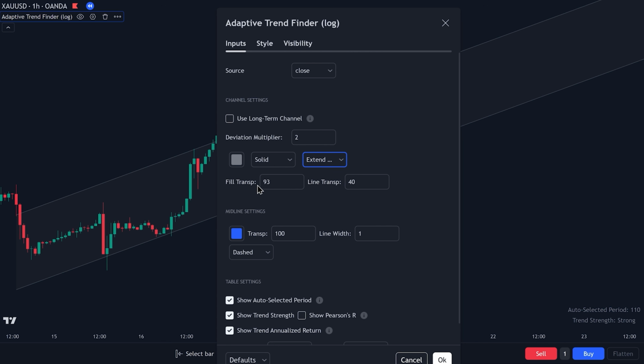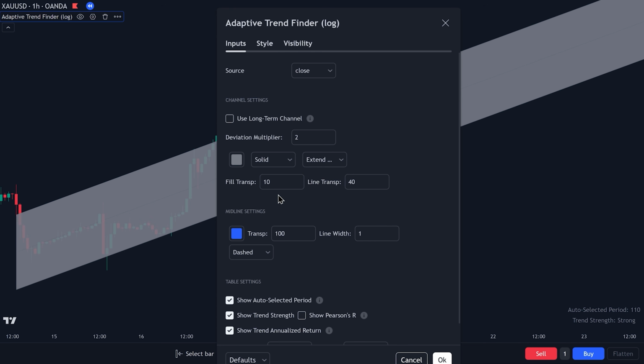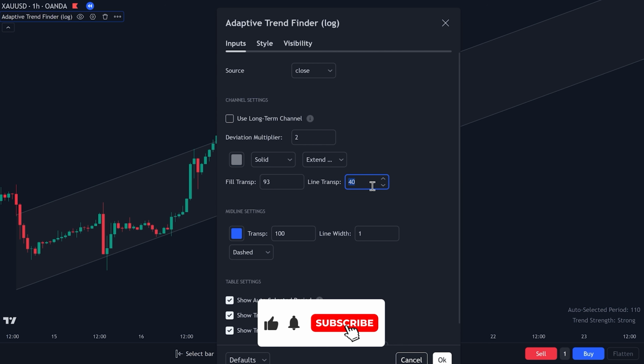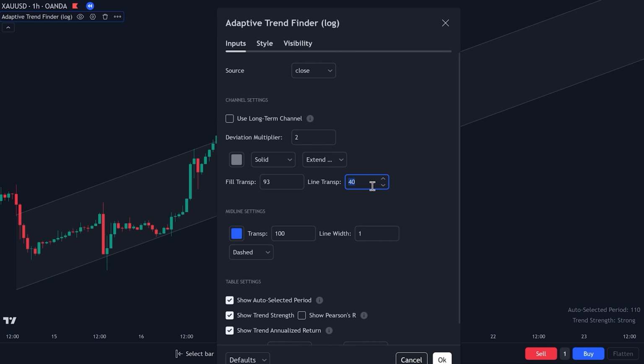You can also control the fill transparency between the trend lines. A higher transparency setting will make the fill between the trend lines less visible, while a lower setting will make it more prominent. This is useful if you want a clearer view of the trend without too much visual clutter. Next is the Line Transparency setting, which adjusts how visible the trend channel lines themselves are. This can help you balance clarity with the overall look of your chart.